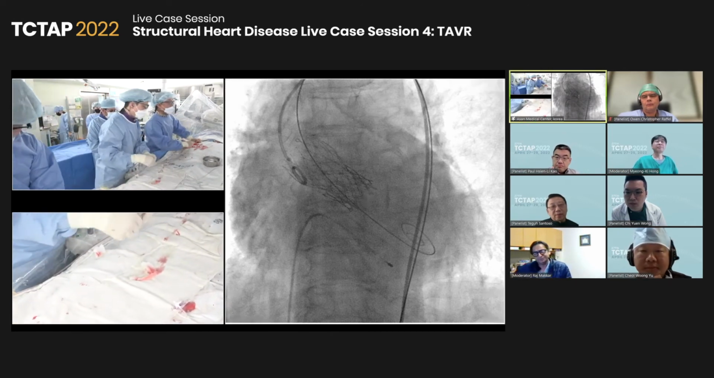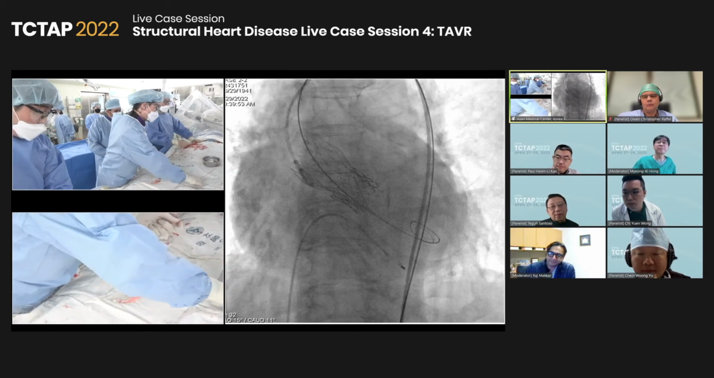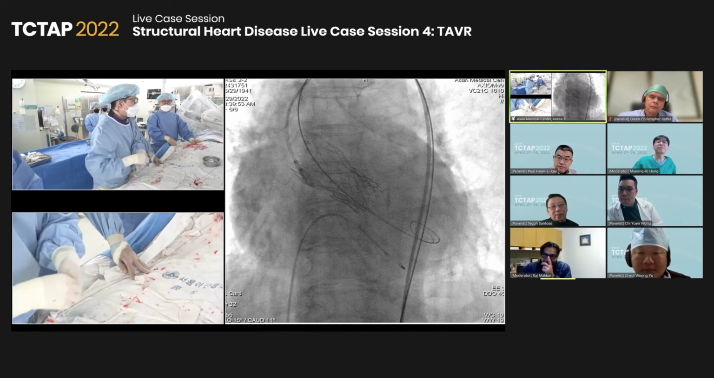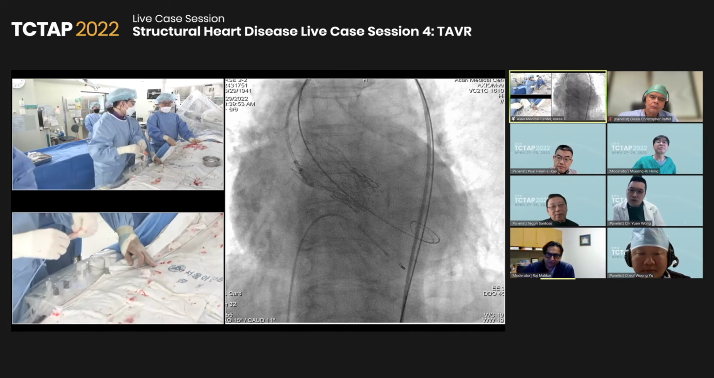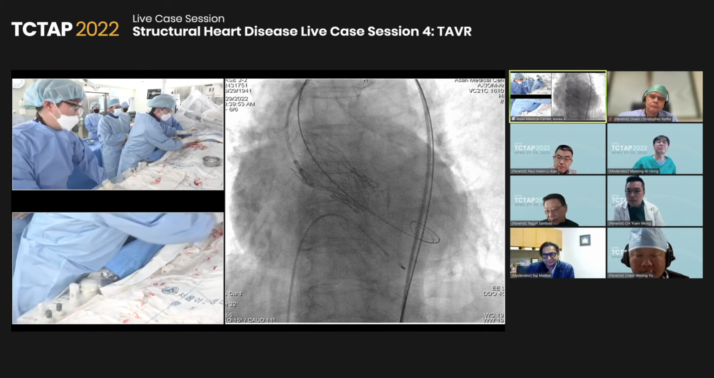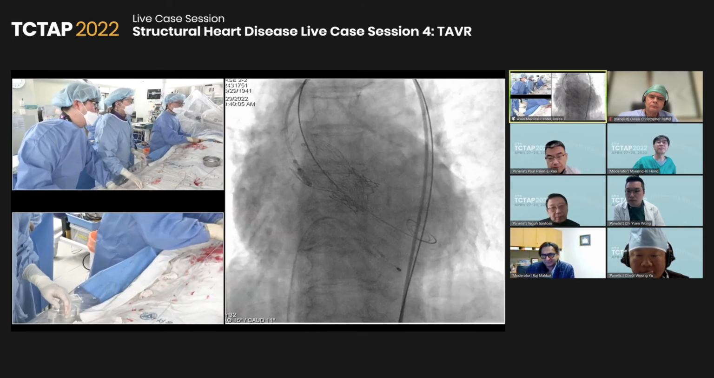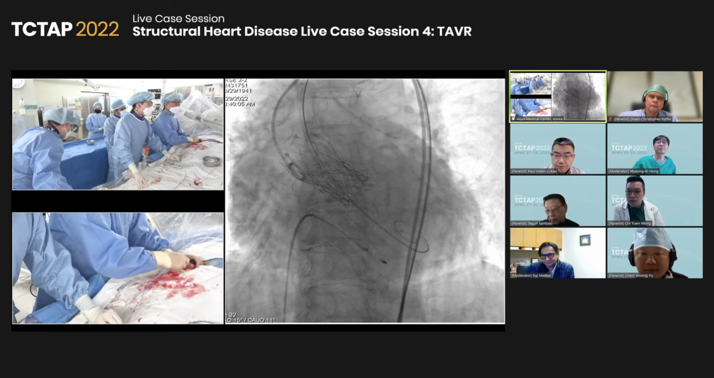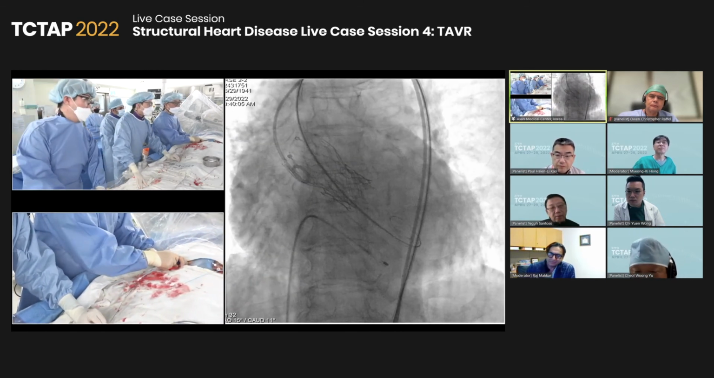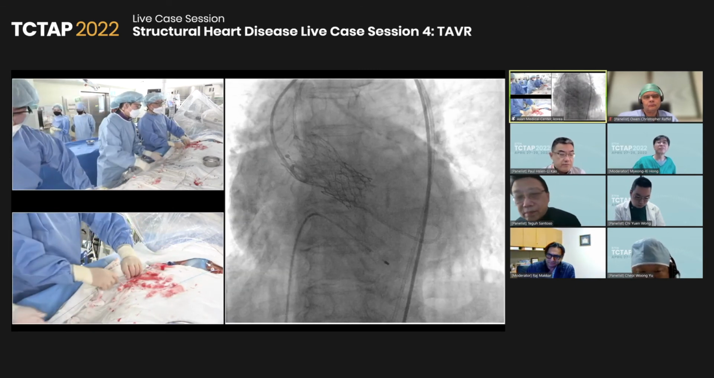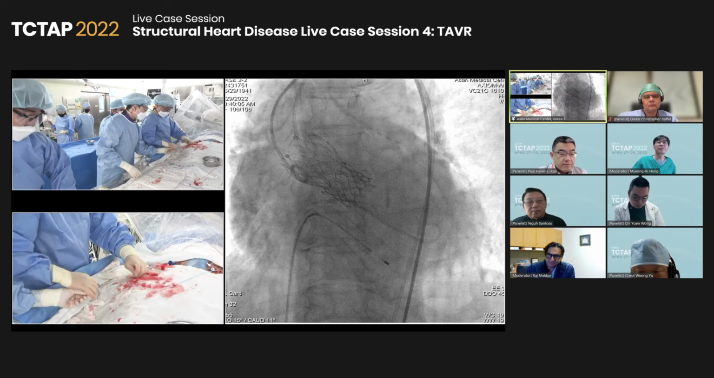So I think that would be okay. I think this is a good position. I would look at the gradients and then have a low threshold to post dilate if necessary. Yeah. Okay. So we can use a much bigger size, but recently we experienced some sinus sequestration cases that were very catastrophic.